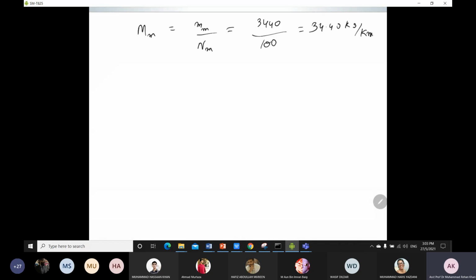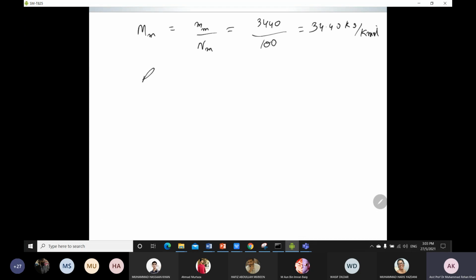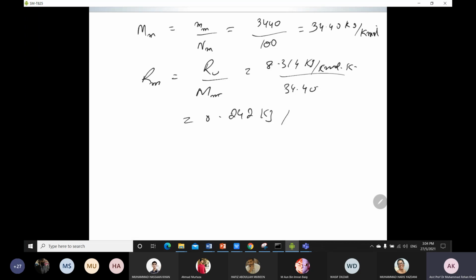Okay, now another required thing is to find the gas constant for the mixture. The gas constant of the mixture is equal to the universal gas constant over the molar mass of the mixture. The universal gas constant value is 8.314 kJ per kilomole Kelvin, which you will get from thermodynamic table A1, over the molar mass of the mixture, 34.40, which we already found in the previous step. So it will be equal to 0.242 kilojoule per kg Kelvin. Okay, so this is the required solution for this problem.